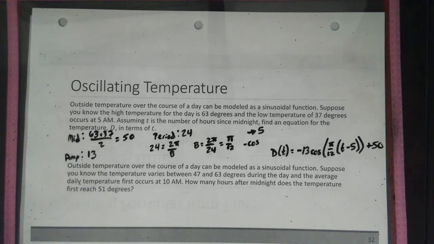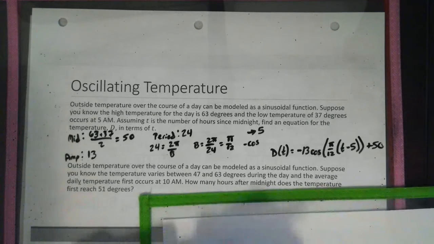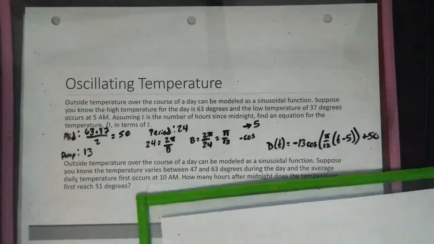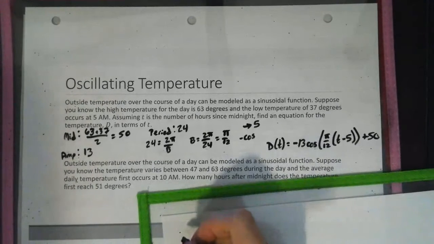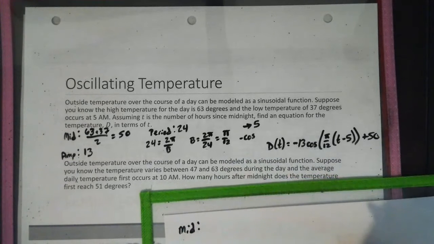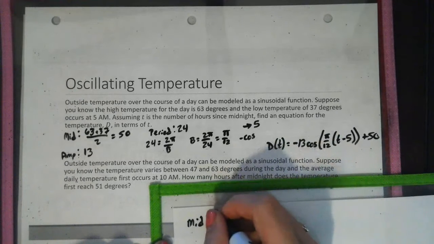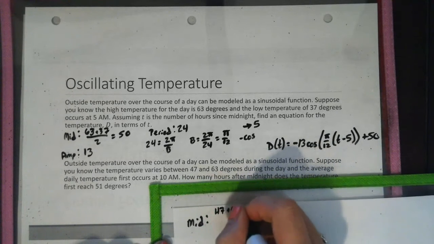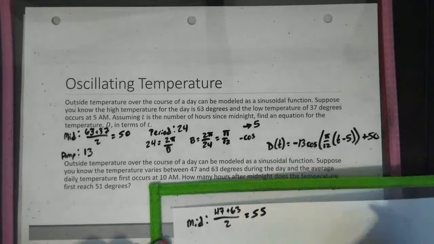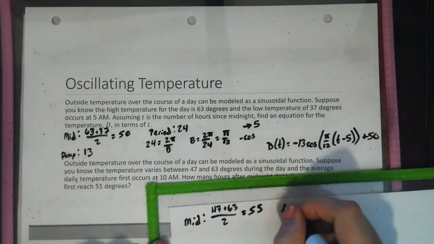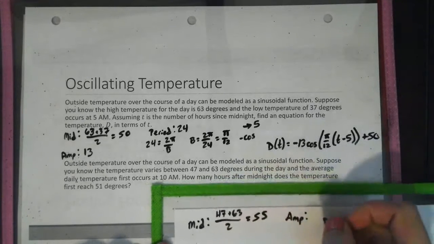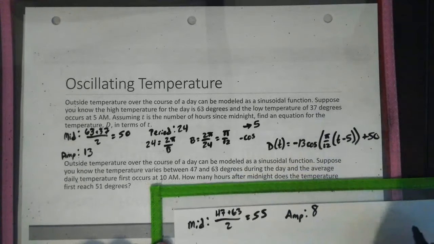All right, let's see if we can come up with an equation for this. I'm going to start kind of like we did the last one by finding my midline and my amplitude. For our midline, I can average the high and low temperatures, which are 47 and 63. 47 plus 63 divided by 2, I believe, is 55. Our amplitude is the distance from the midline to the highest. So from 55 to 63, that's an amplitude of 8.